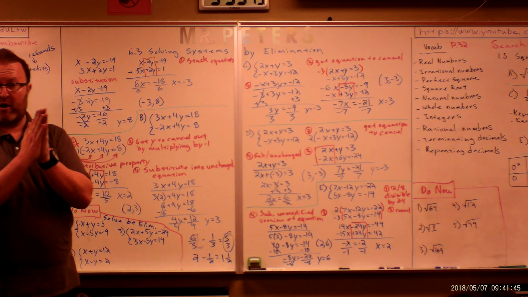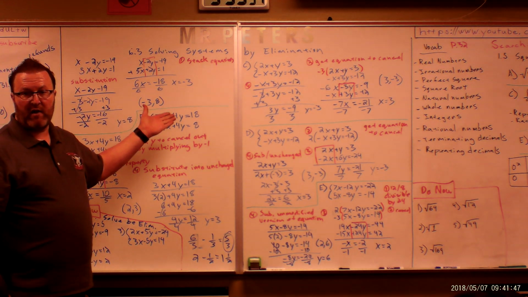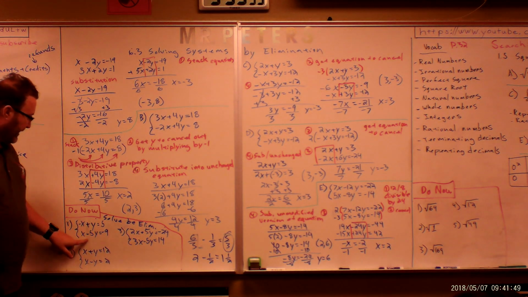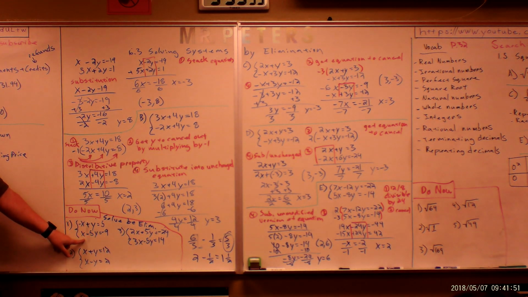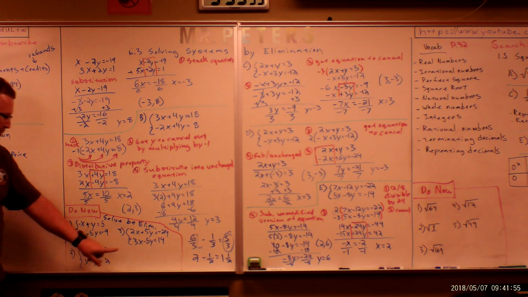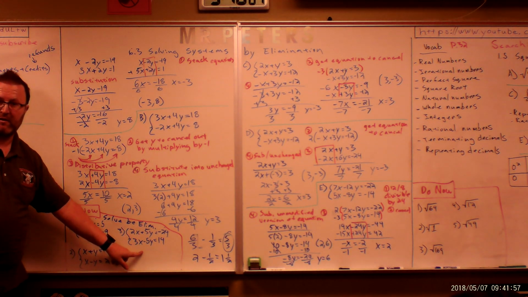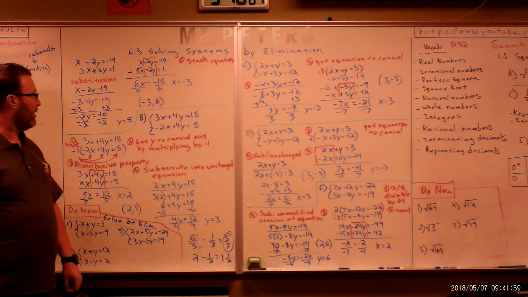We're trying to eliminate a variable. Sometimes it's right in front of us. Look at our do now. Is this one right in front of us? Yeah. Which one? X. Yes. What about this one? Y. Yep. What about this one? Y. 5y. Very good. Very good.